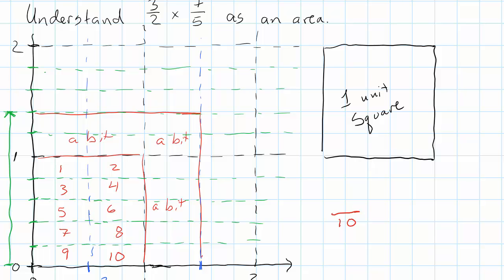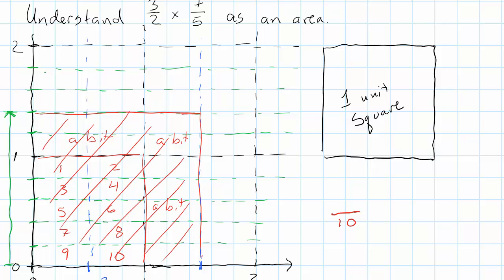How many tenths do we have in this whole shaded region? Well, 7, 14, 21 of them. Right, 7 in each column and 3 columns. Again, we see that we've multiplied our numerators and we've multiplied our denominators.